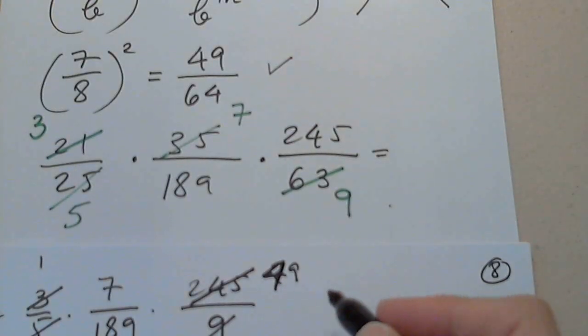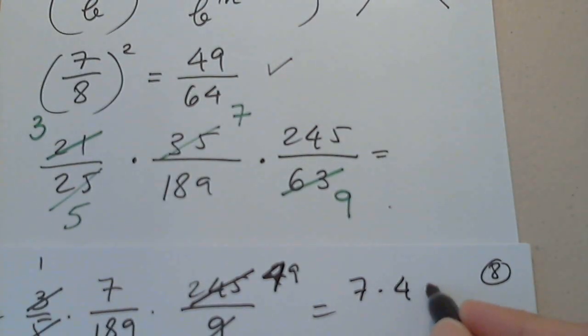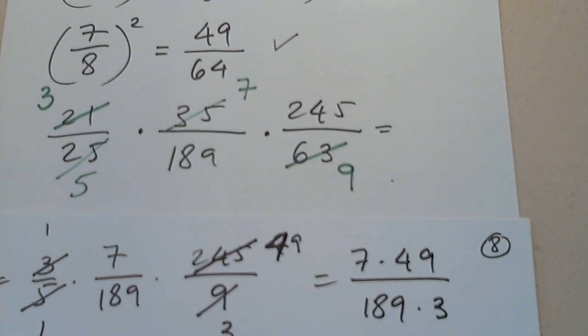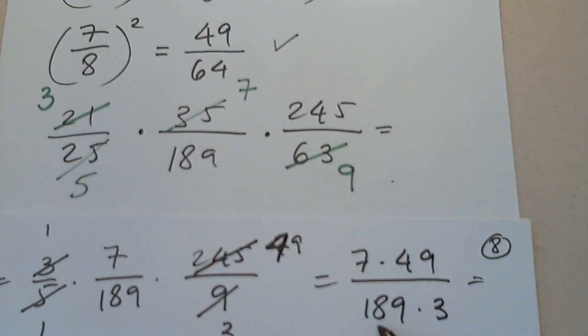Good. So then we have 7 times 49 divided by 189 times 3. Now let's see what happens here. Is there anything I can do to simplify? So, or here. Can I divide 189 by 7? So that's 14 and 49. Yes, or I can simplify by 49.